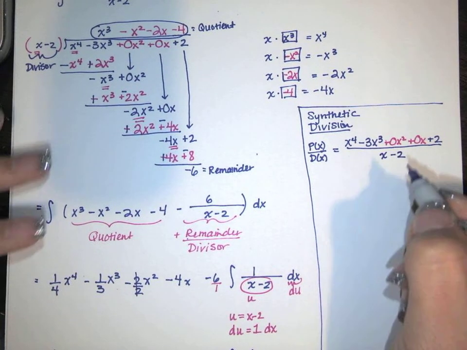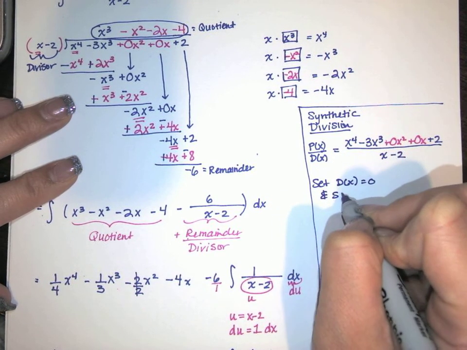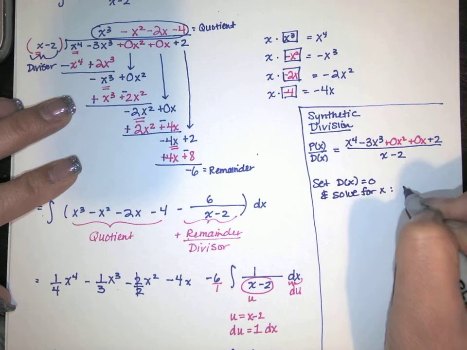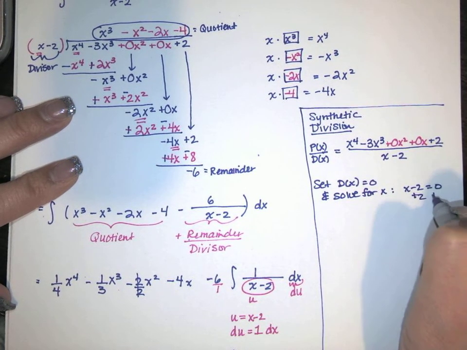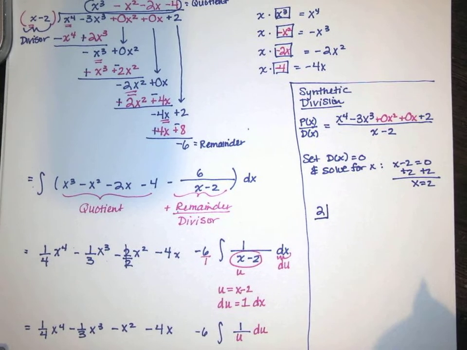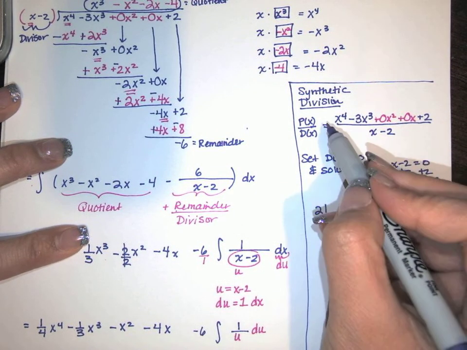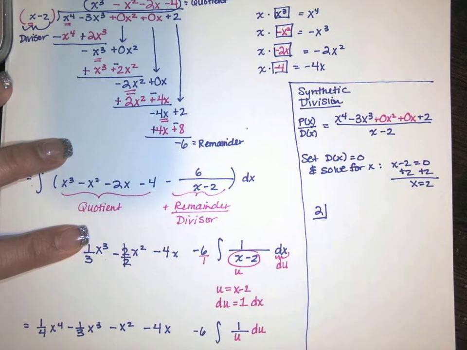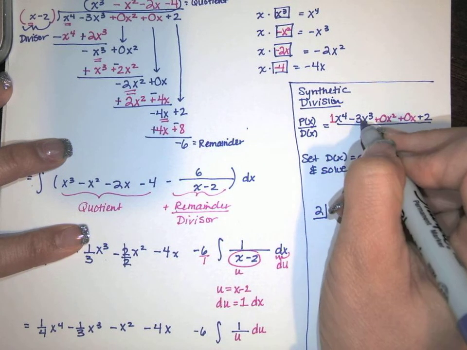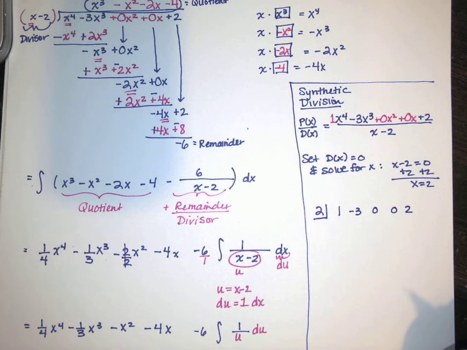Now to do synthetic division, the first thing you do is you set the divisor equal to 0 and solve for x. So I have x minus 2 equals 0, so x equals 2. That number goes in this little box over here. And then the coefficients of p of x go here. So those are the numbers in front of all of these powers of x. There is an implied 1 in front of that x to the 4th. Don't forget that. So you've got a 1, a negative 3, a 0, a 0, and a 2. And you can see why those zeros are very important. It's going to change your outcome tremendously if you forget to put in those placeholders.